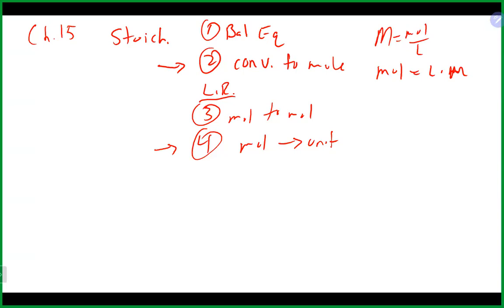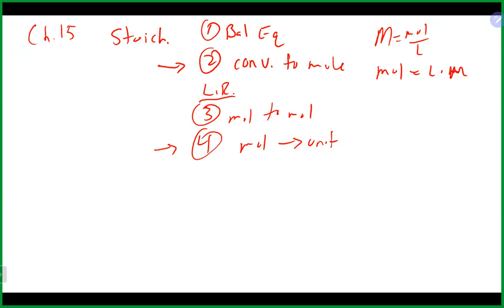Remember that if you have enough information given for both reactants that you could get to moles, that means it is a limiting reagent problem. So you do actually have to do a calculation to determine if it is limiting reagent or not. You can't just take the smallest number. If you don't have enough information to get to moles of each of the reactants, then it's just a basic stoichiometry problem. You don't have to worry about the limiting reagent part of it.